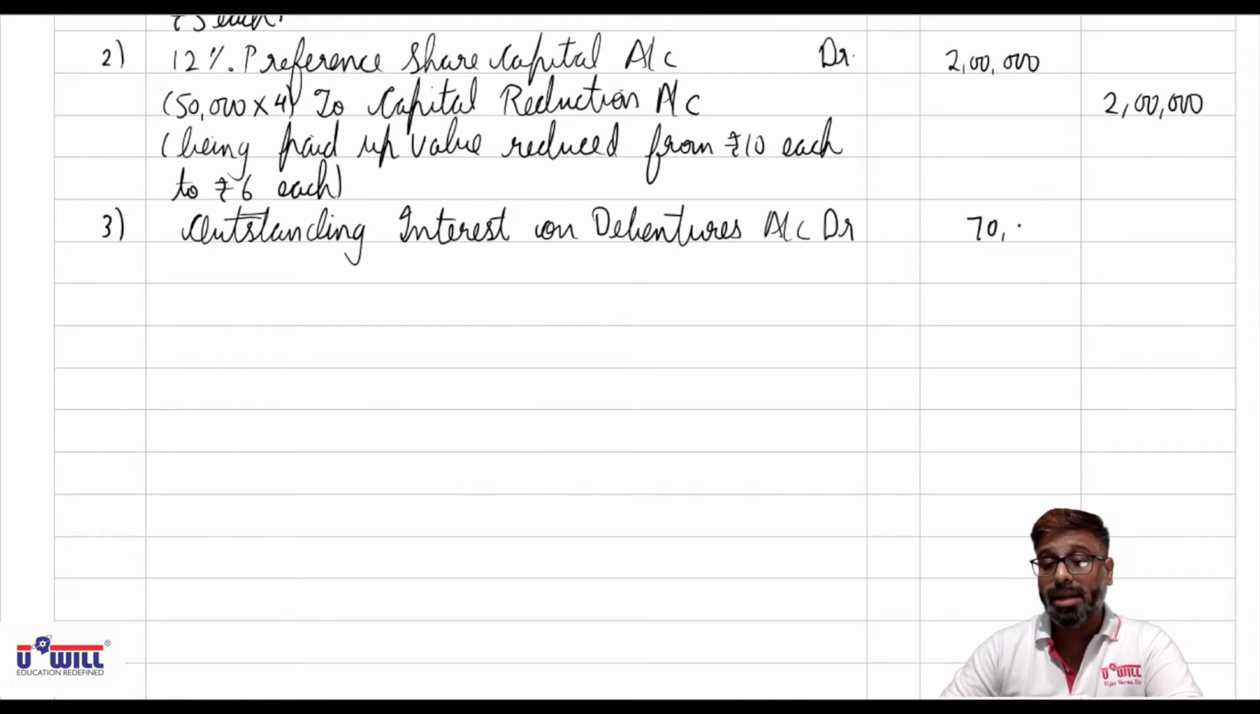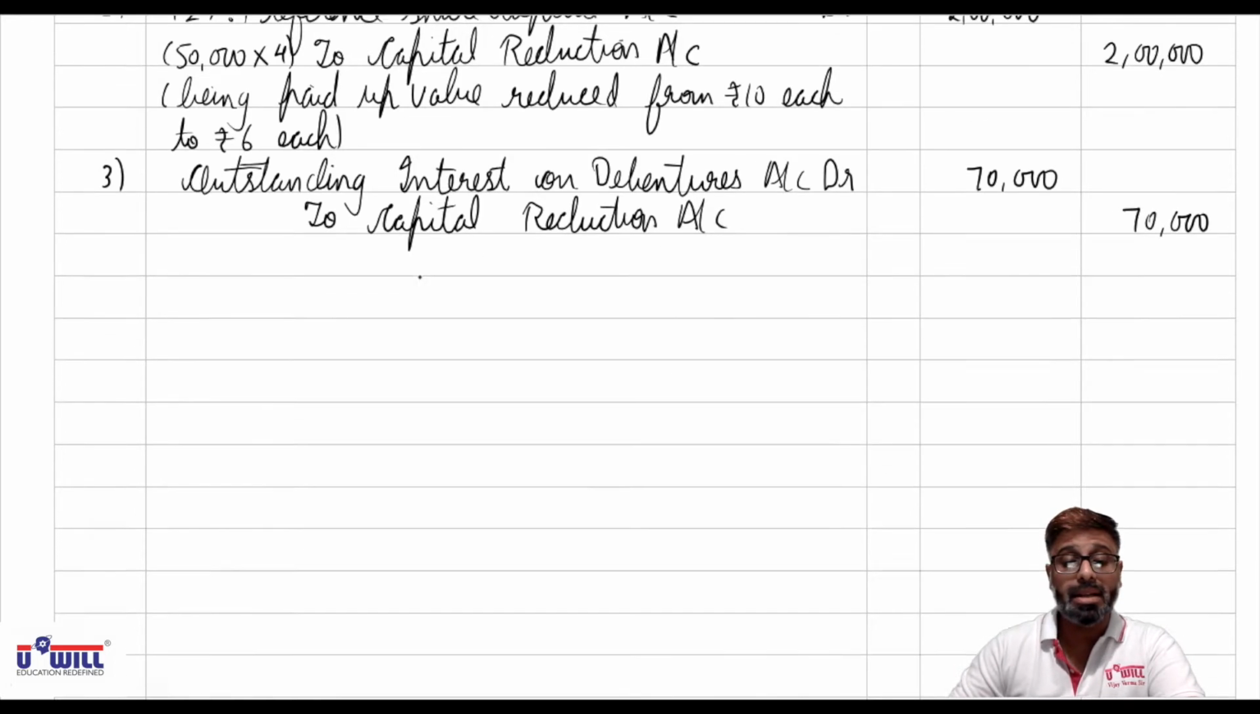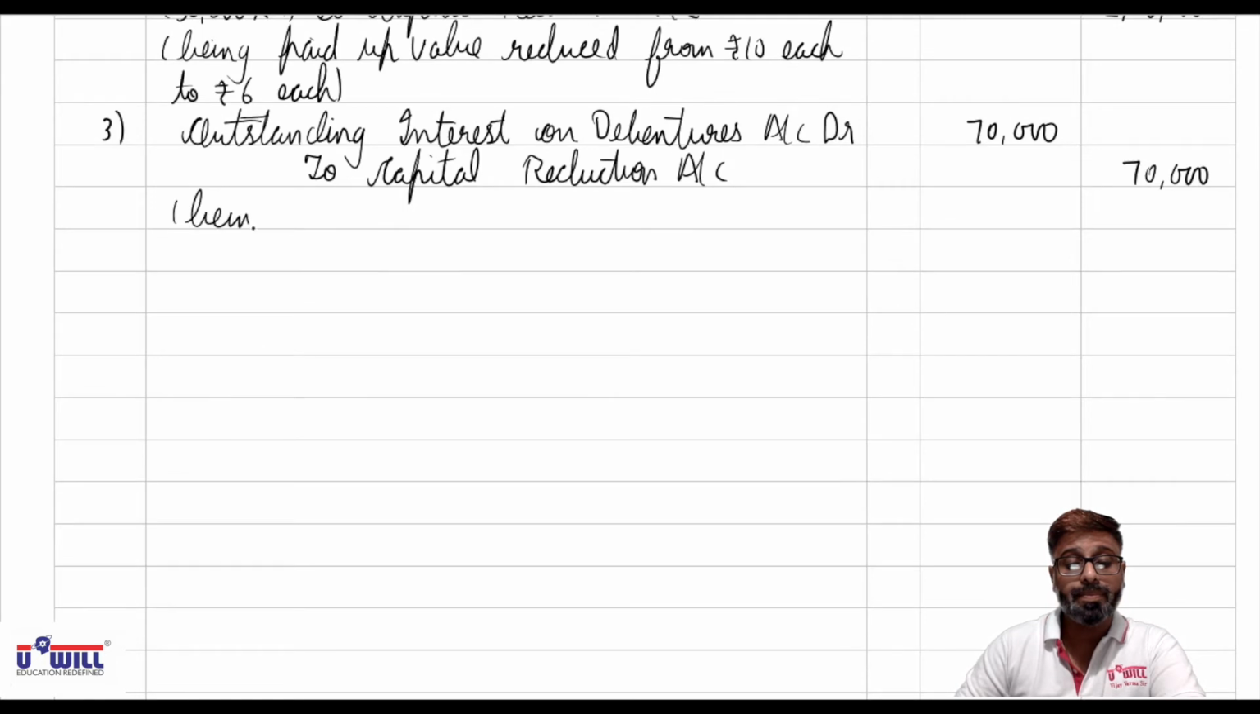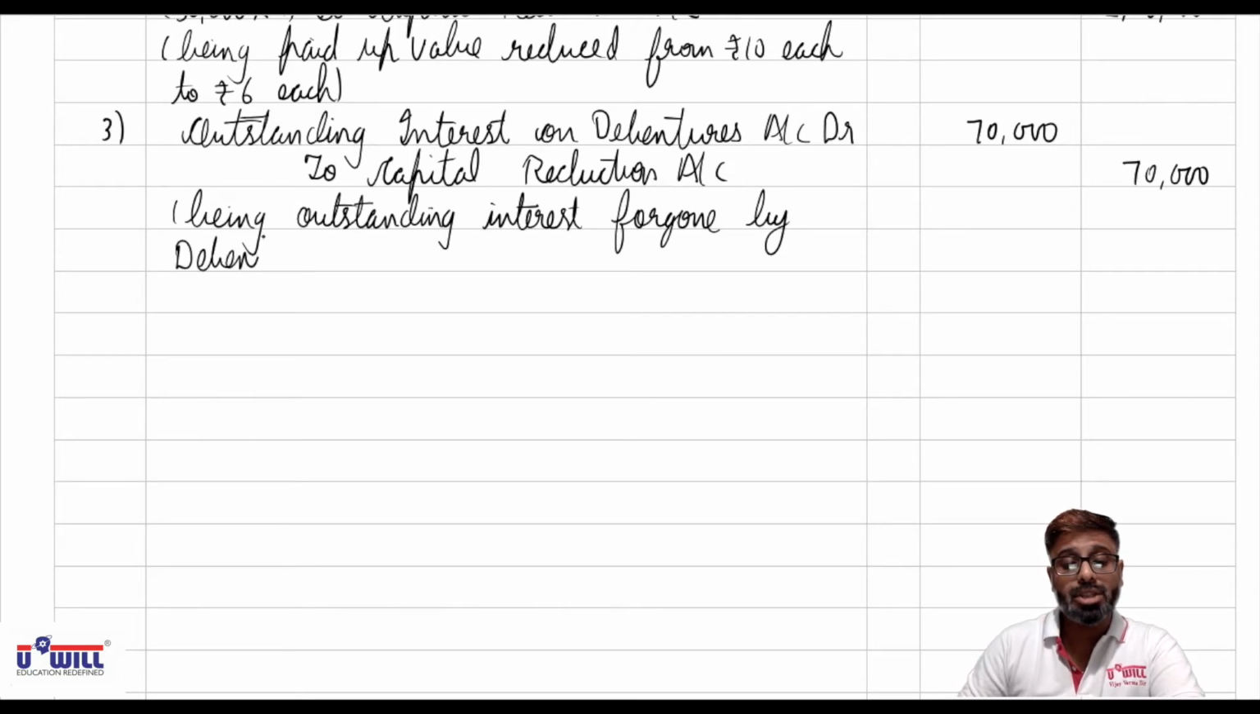To capital reduction account 70,000. Entire outstanding interest is directly transferred to capital reduction, being outstanding interest foregone by debenture holders.